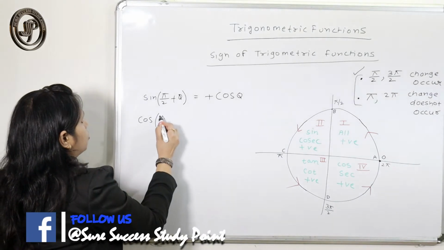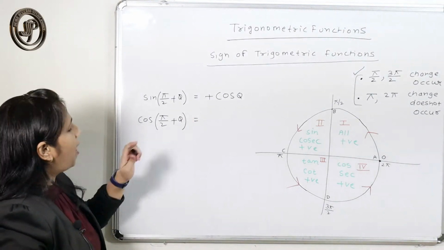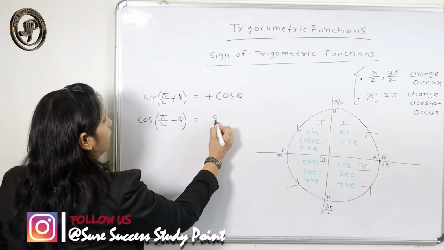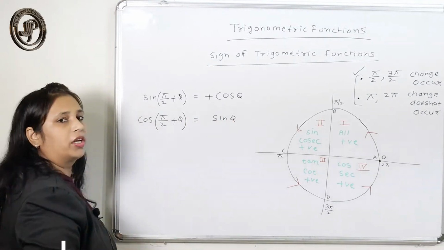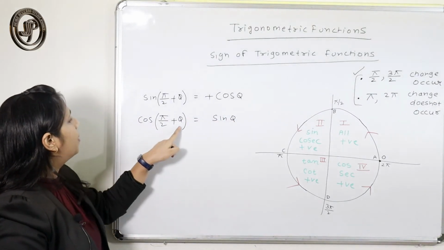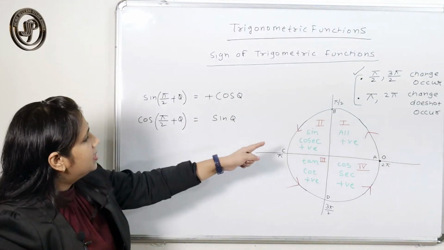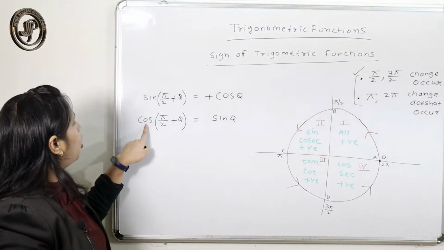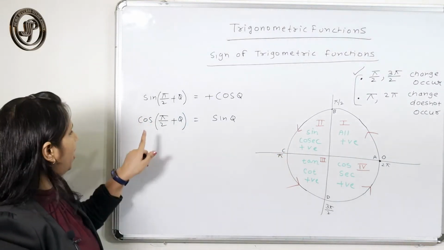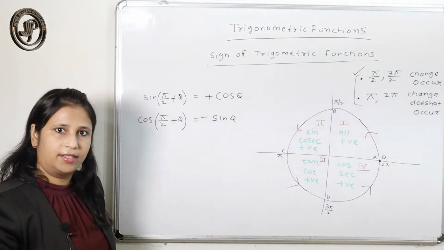Cos of pi by 2 plus theta, how do we do this? Since it is pi by 2, change occurs, so cos is converted into sine first. And then we have to check pi by 2 plus theta, meaning second quadrant, and in the second quadrant sine and cosec are positive. Now this cos is negative, so we have to put the negative sign here.